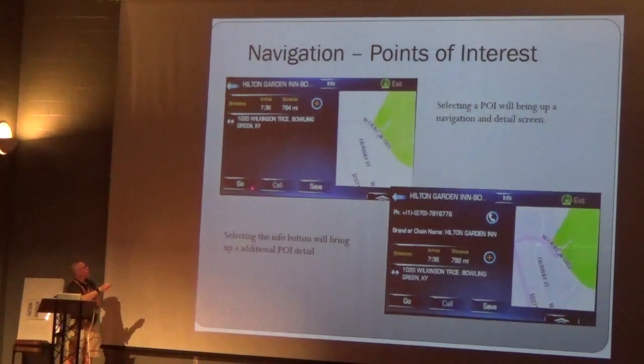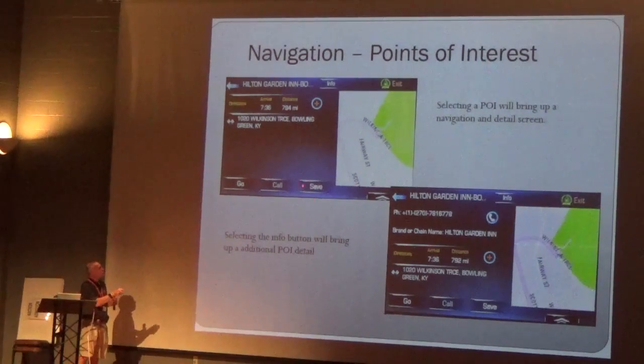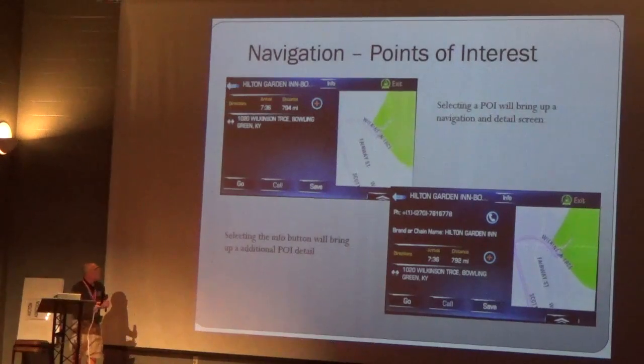If you're going to navigate to it, you're going to press Go. If you want to call and make a reservation, you can press Call. And if there's a number entered in the database, this button will be highlighted. And if not, it'll be grayed out, and you can't interact with it if there's no phone number, so don't worry about it. And most importantly, if you want to save it, you save it by pressing that button.